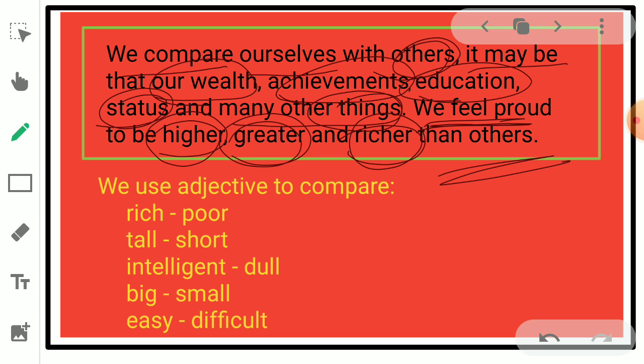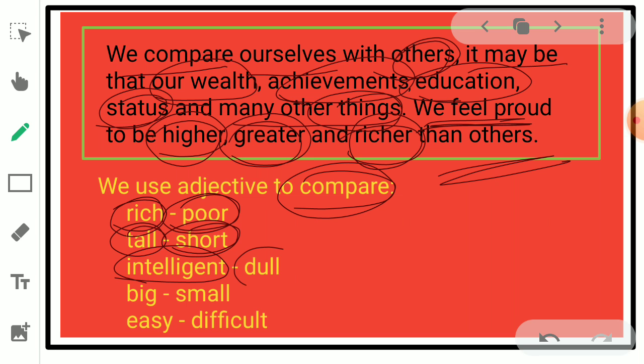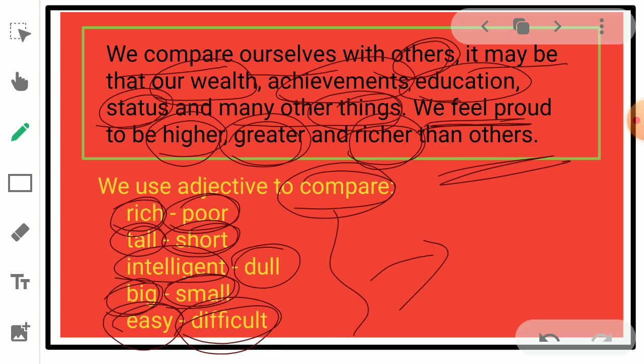Usually, we use adjectives to compare. So, which are the adjectives we are using to compare with others? Rich, poor, tall, short, intelligent, dull, big, small, easy, difficult. See, these are adjectives. An adjective is known as a descriptive word. So these adjectives are used to compare with others.